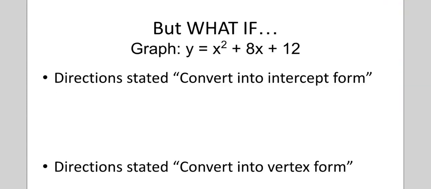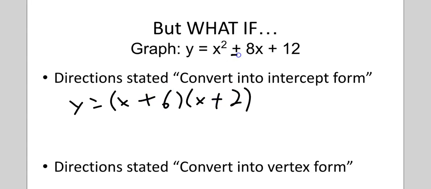All right, so what if the direction was to convert into intercept form? Okay, so for intercept form, that means we need to factor it. So in this case, we need two numbers that multiply to give me 12 that add up to 8. Well, that's 6 and 2. And this is positive, so they're both positive. Okay, which means my intercepts would be at negative 6 and negative 2.